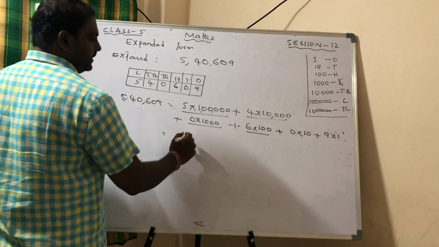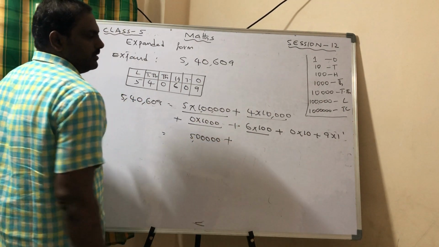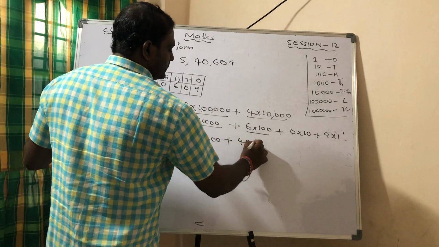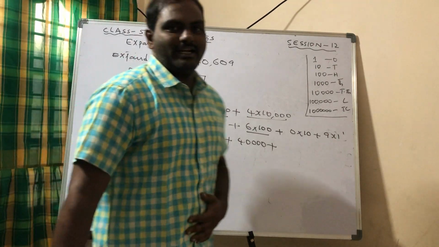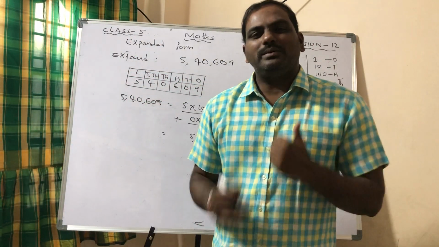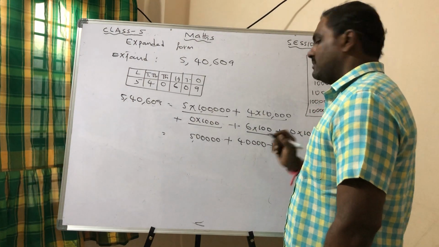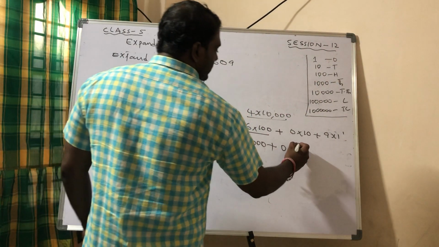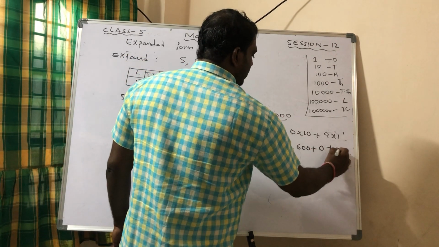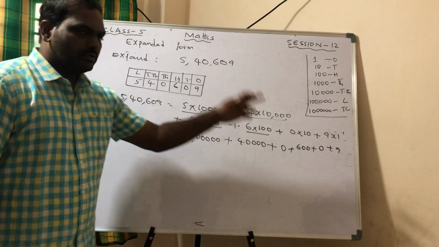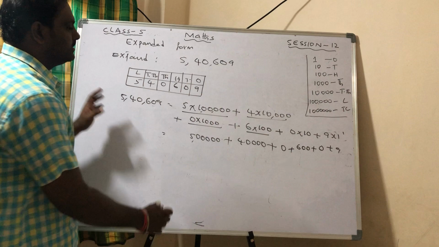Next, what is the next step? 5 into 1 lakh is 5 lakhs. Then plus 4 into 10,000, 40,000. Plus 0 into 1000. So shall I write 0,000? 0 into any number is 0. So plus 0. Plus 6 into 100, 600. Plus 0 into 10, 0. Plus 9. So don't write 0,000. 0 into any number is 0. Okay. So this is the way to write.